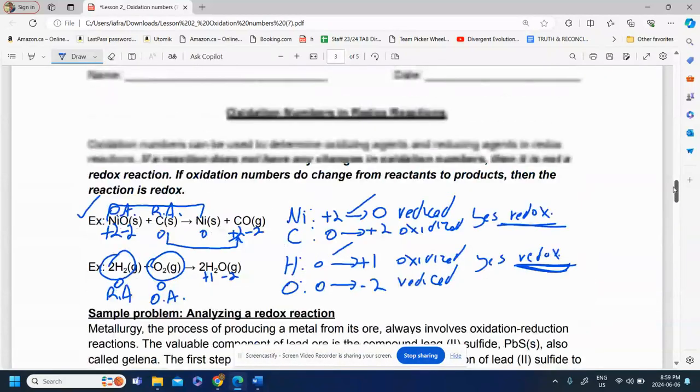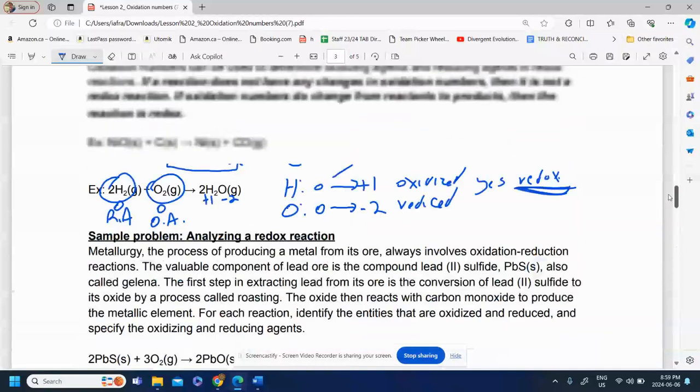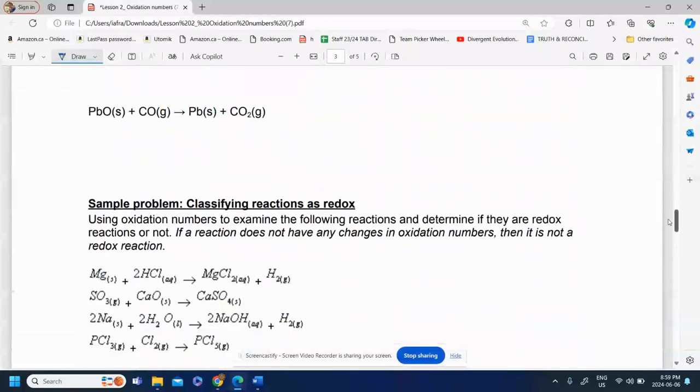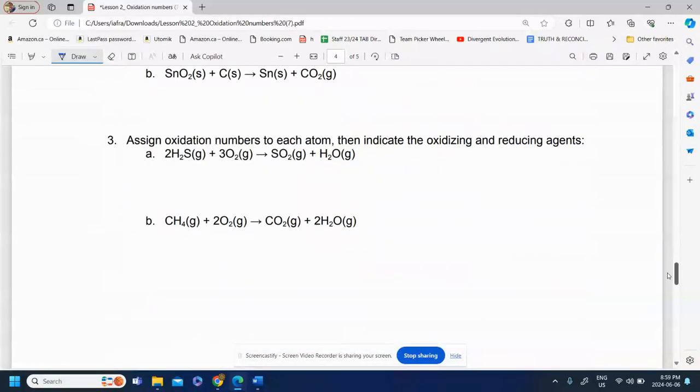So you need to do some practice problems here. The answer keys can be found online. Attempt these. It'll help you practice the oxidation numbers and also how to classify reactions as redox or not.